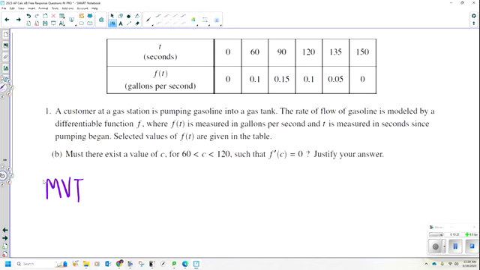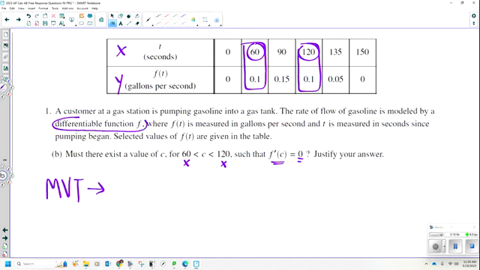All right, so what does that say? Remember, this is our x, this is our y. We'll call it t and f of t. But between when x is 60 and when x is 120, right here and right here, between this point, there has to be a derivative at one point where it equals 0. The mean value theorem says if something is differentiable everywhere and continuous everywhere, then my change in y over my change in x has to equal the derivative at some point.